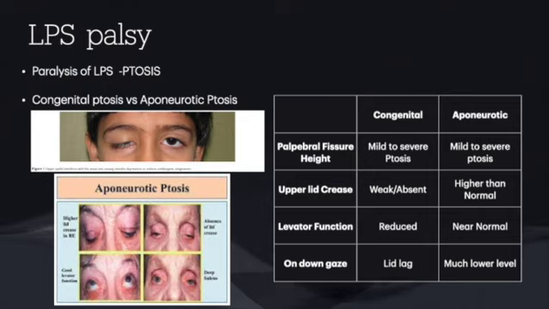So now the question comes, how do you differentiate between congenital and aponeurotic ptosis? If you see the levator function, usually in congenital ptosis it is reduced, whereas in aponeurotic ptosis it is near normal. And the main test to differentiate is when you ask the patient to look down: there will be lid lag in case of congenital ptosis, whereas in aponeurotic ptosis, the lid margin will be at a much lower level compared to that of a congenital ptosis patient.